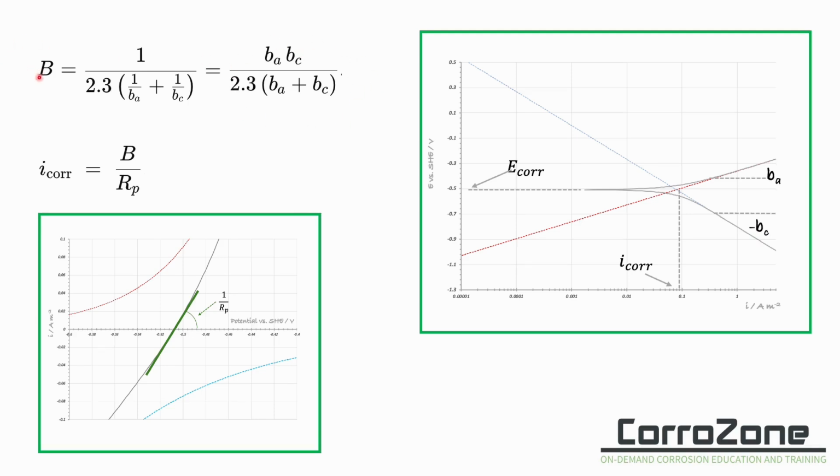Once we have the Stern-Geary coefficient, we can use it in this equation to obtain the value of corrosion current, once we have measured, non-destructively, the value of polarization resistance on a specimen of interest.